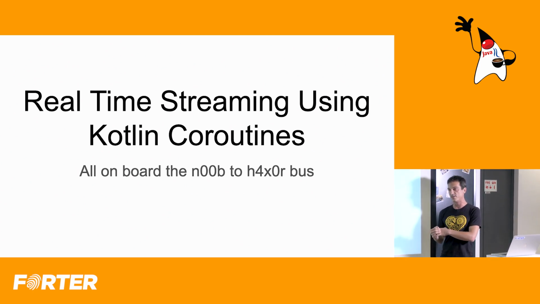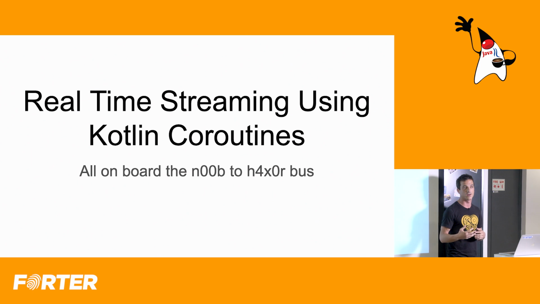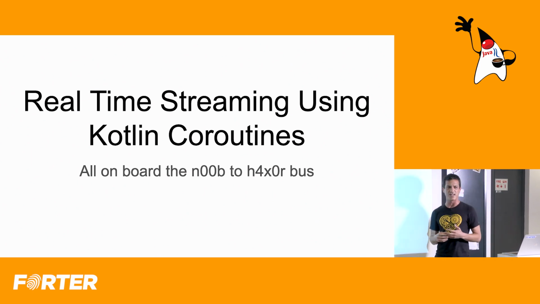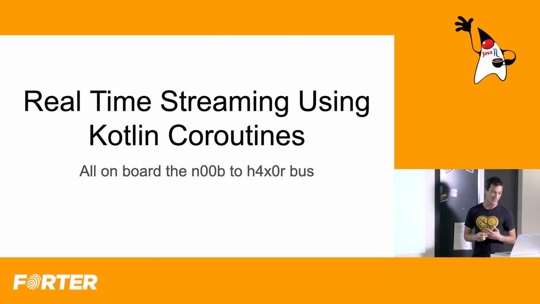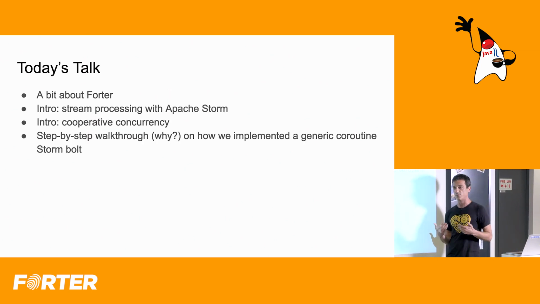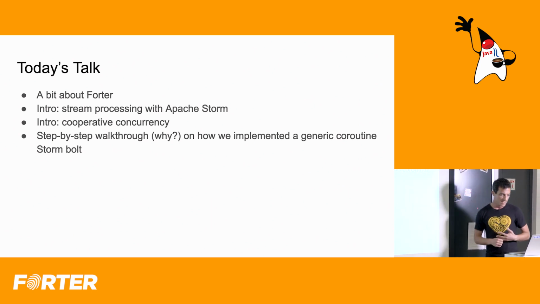Mainly, I'm going to use Apache Storm as a use case, as something practical to make theoretical examples more understandable in day-to-day terms. So I'm going to skim briefly over what Storm is, and briefly over what we do at Forder. And then we're going to move on to looking at coroutines and how they are useful.